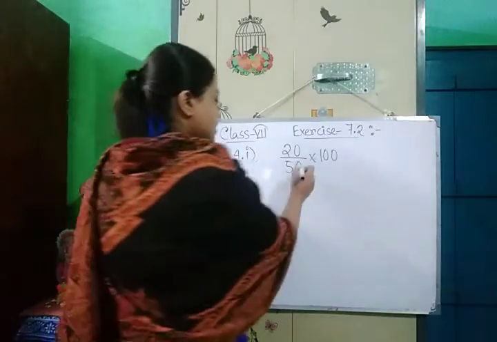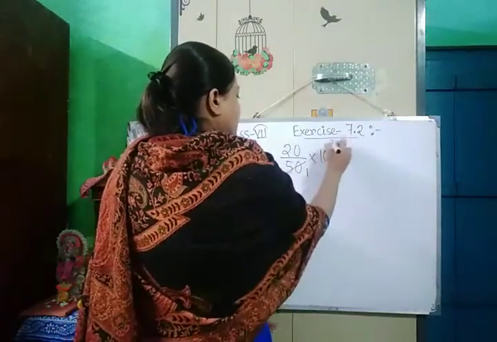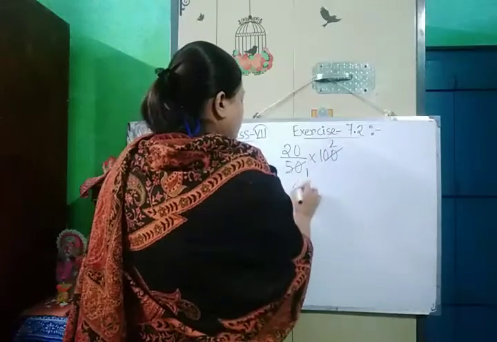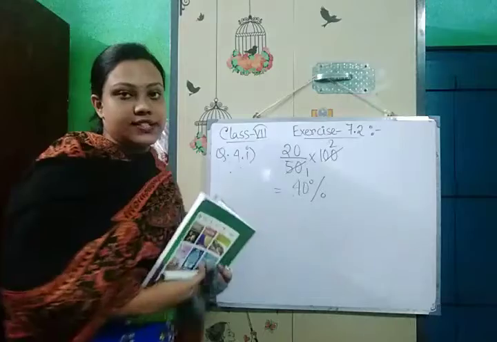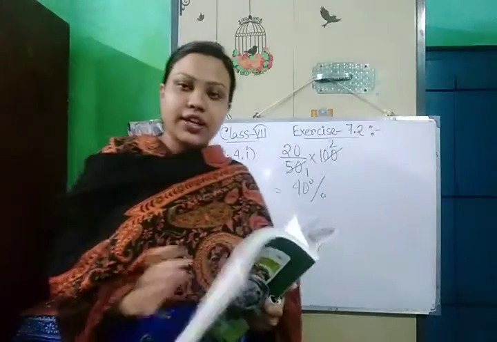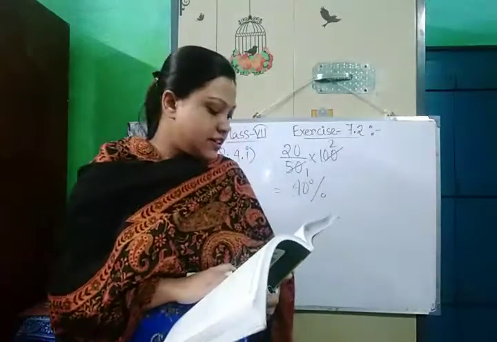Now we will do cancellation. 50 ones are 50, 50 twos are 100, 20 into 2 is 40. So after that you will have to give the percentage sign. 40% is the required answer. Okay, hope this is clear.